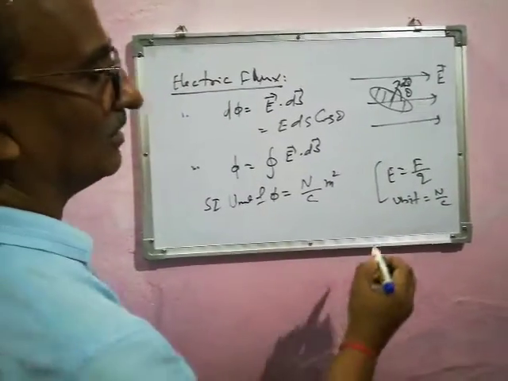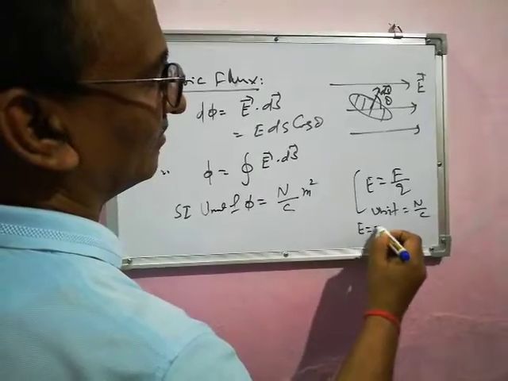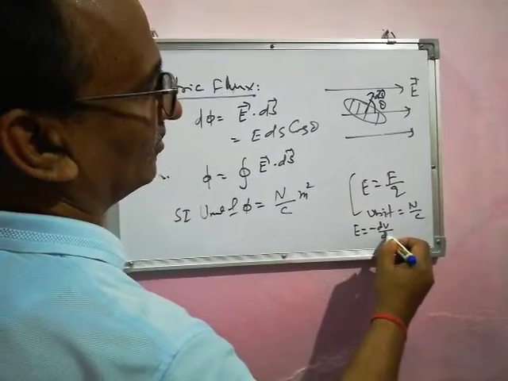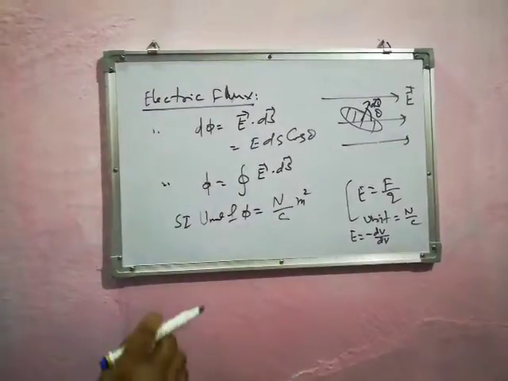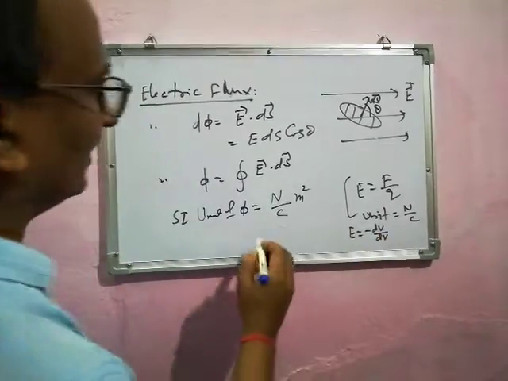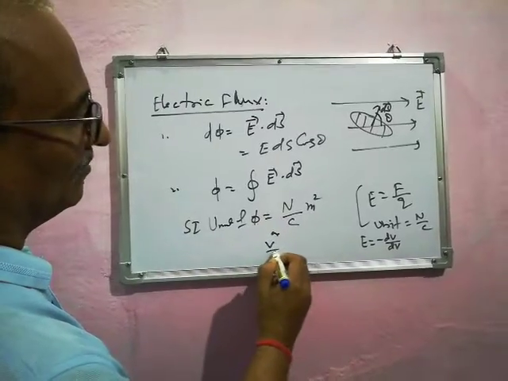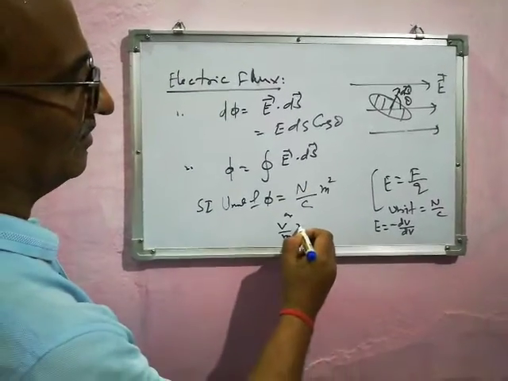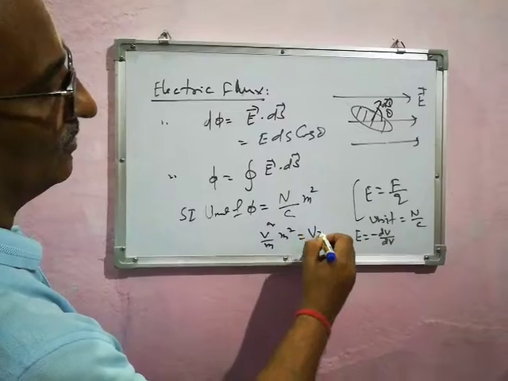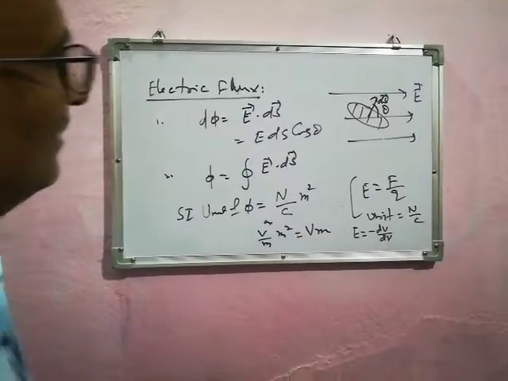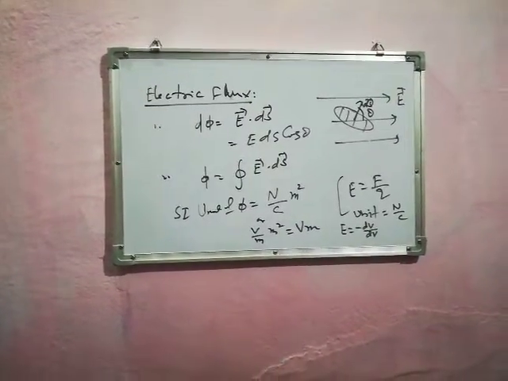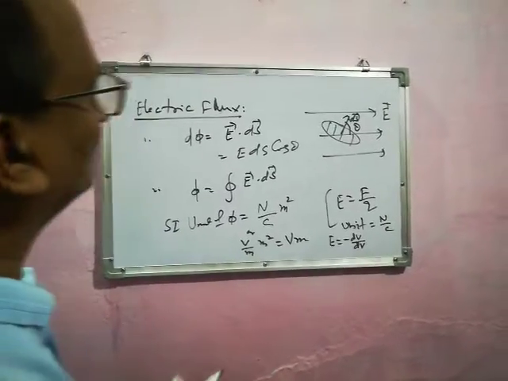Also, later on we learn a relation that electric field is minus dV by dr. If we apply this formula, then its unit for electric field is volt by meter, and for area vector it is meter square. So volt meter is also the unit of electric flux. Now let us learn Gauss's theorem.